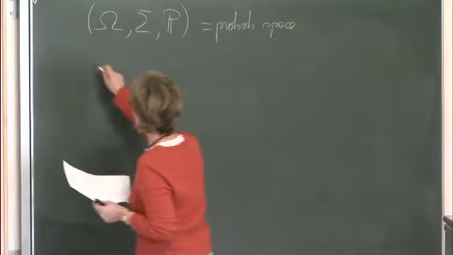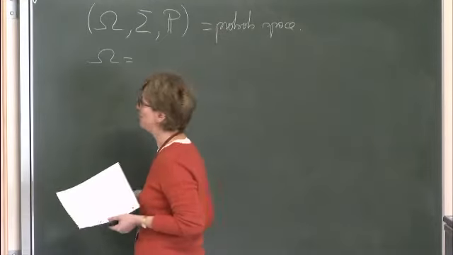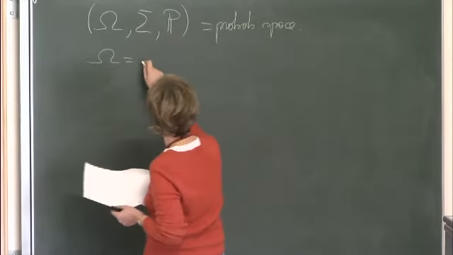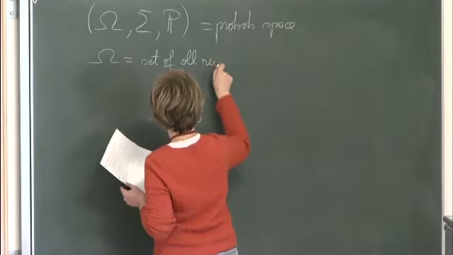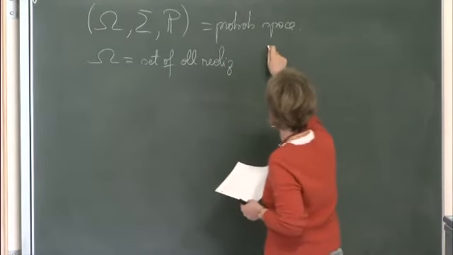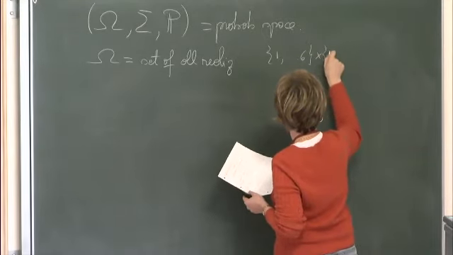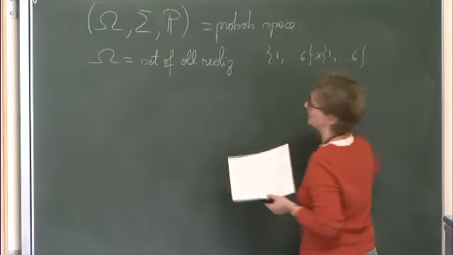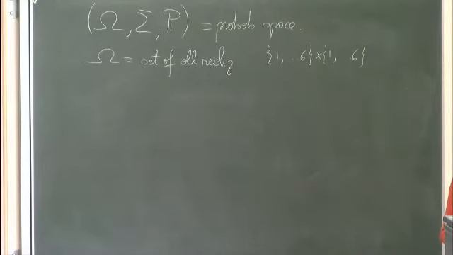So now this omega is what is called the fundamental set, or the sample set. So what does it mean? So it's the set of all possible realizations. Okay, so in the dice experiment, it's that, right? So each dice can give you an outcome from 1 to 6.